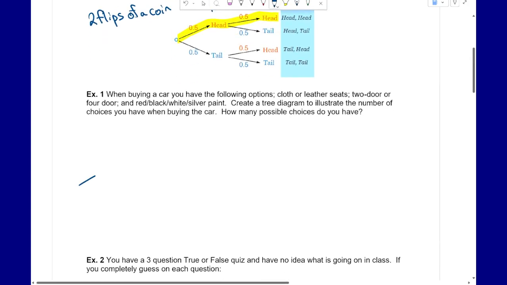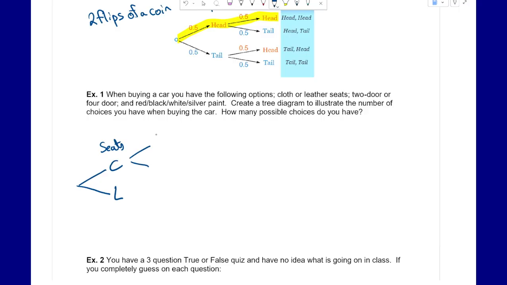So I always start off with our first decision. Our first one is going to be the seats. We can have either cloth or leather. Depending on that, we make another decision. So our next decision is the number of doors. And there's only two options. Right? It's either a two-door or a four-door. And the same options would be for leather. You have a two-door or a four-door.